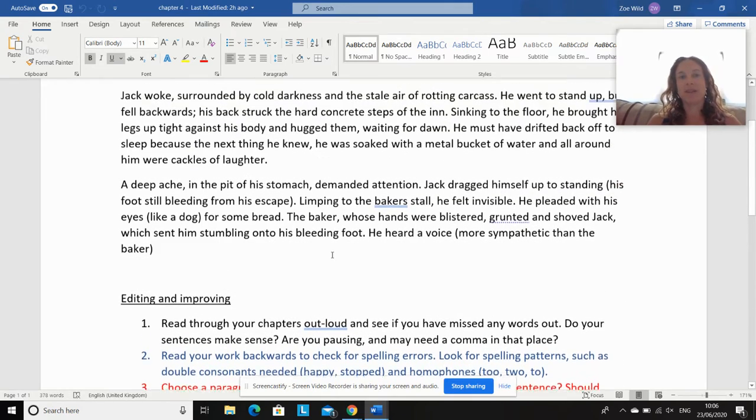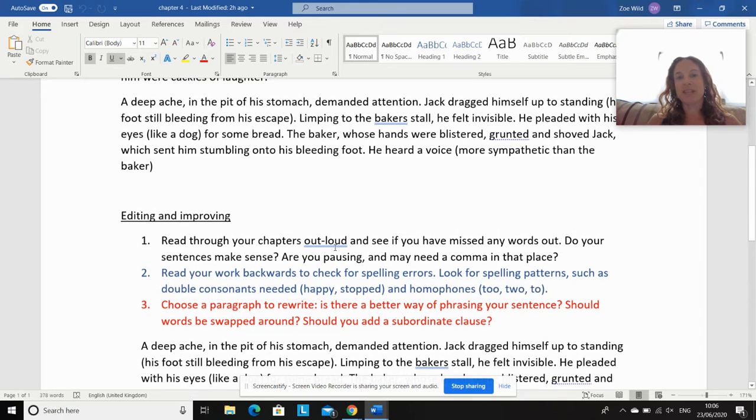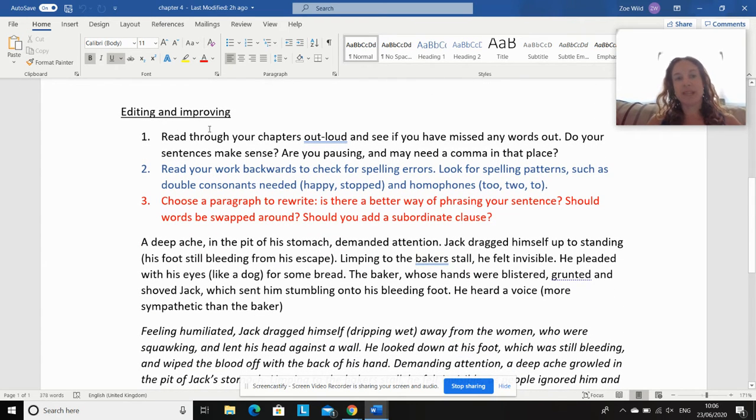Now, here's where I started my chapter 4, and I've got it open because I've decided this is the paragraph I'm going to focus on. However, when you're editing and improving, the first thing you need to do is read through your chapters out loud and see if you've missed any words out.